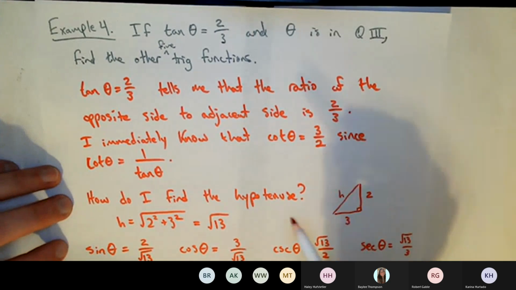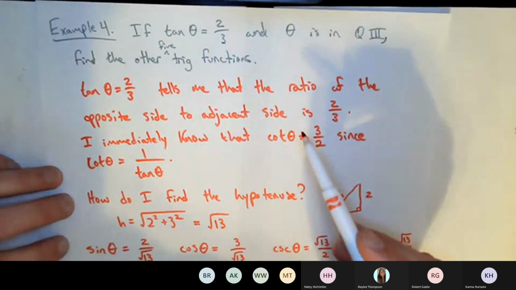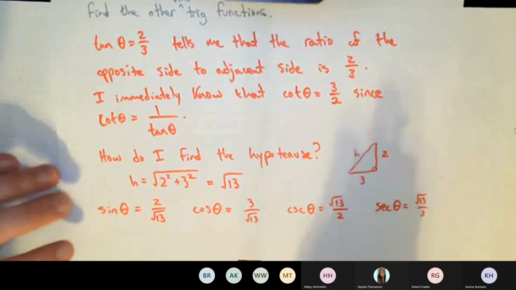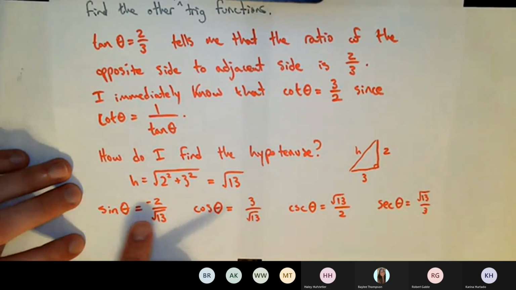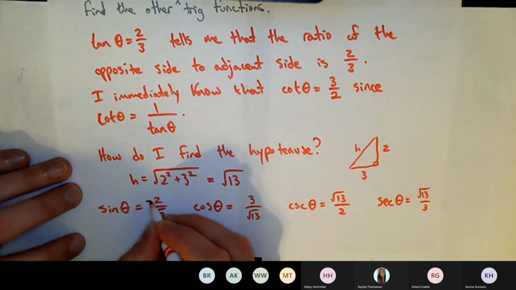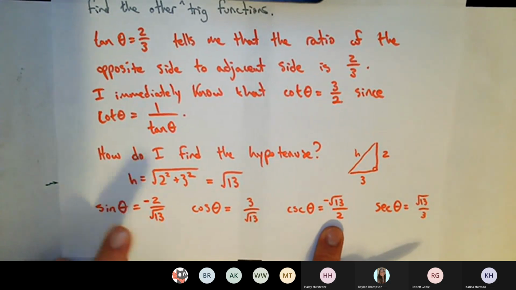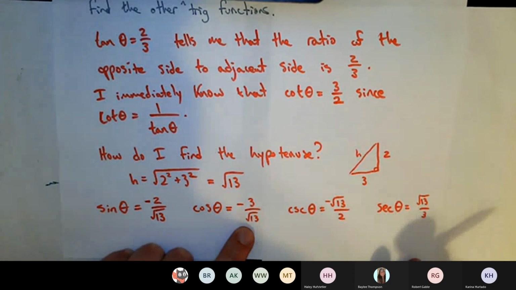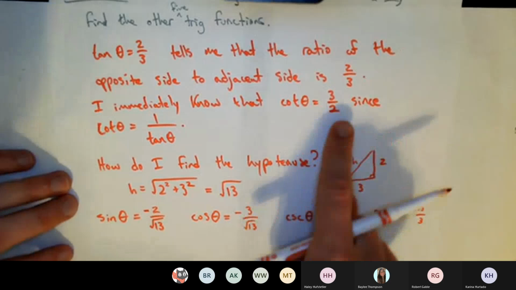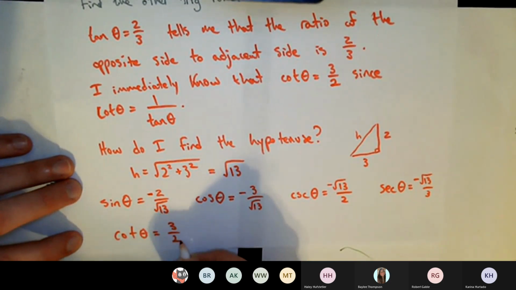Sine is controlled by the sign of the y value, and y is negative in quadrant 3. Cosine is controlled by the sign of the x value, and x is negative in quadrant 3, so that means they're both negative. That means that if sine is negative, so I'm adjusting that here, that's why I left a little room for a negative sign. If sine is negative, then cosecant is also negative because they're reciprocals of each other. And also I said cosine is negative, and that means secant is also negative. So there's my 5 trig functions, well, 4, and then I already wrote cotangent, so just to complete the list down here, I can say cotangent is 3 over 2.